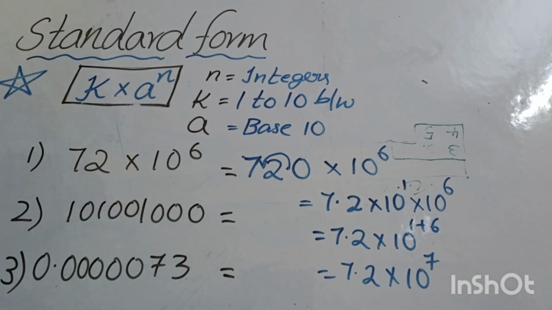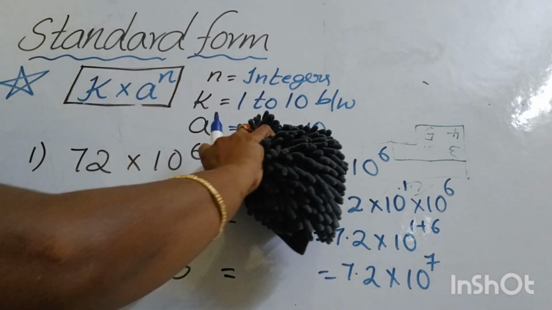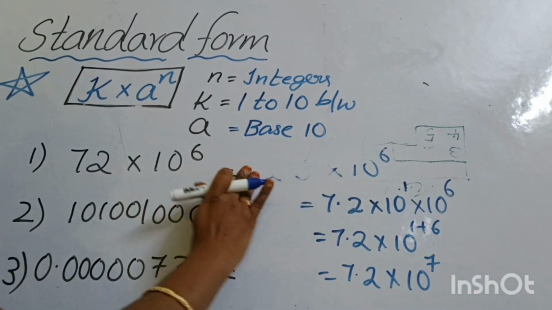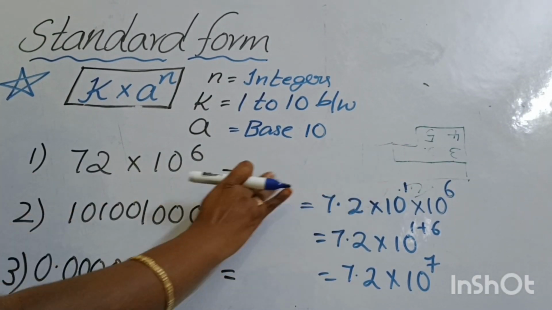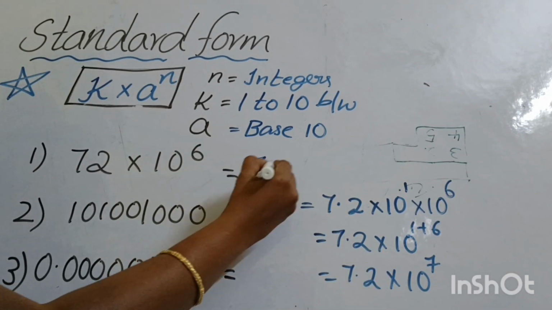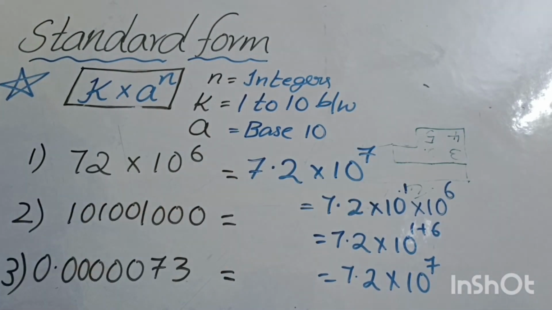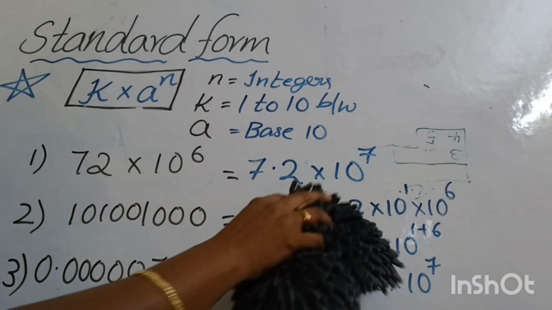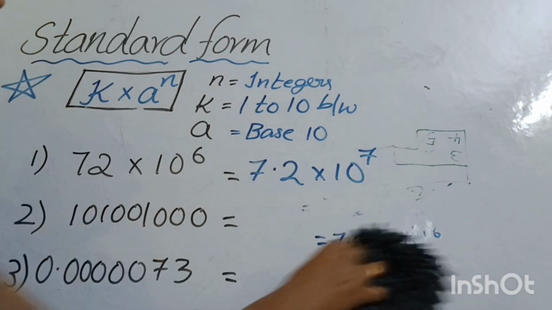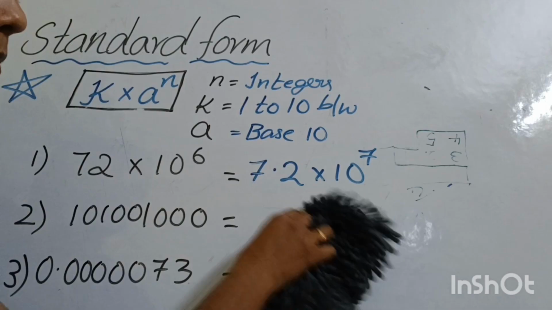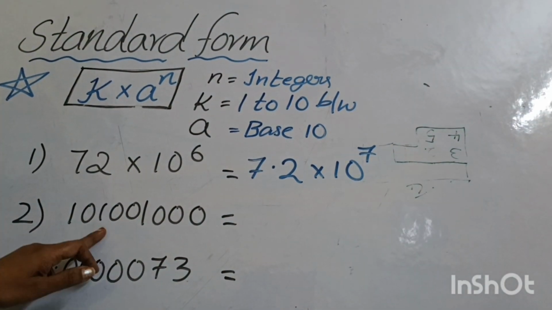So finally, what is the answer for this one? The answer is 7.2 into 10 power 7, right? So this is the way we need to simplify, children. Next. How to simplify this one?